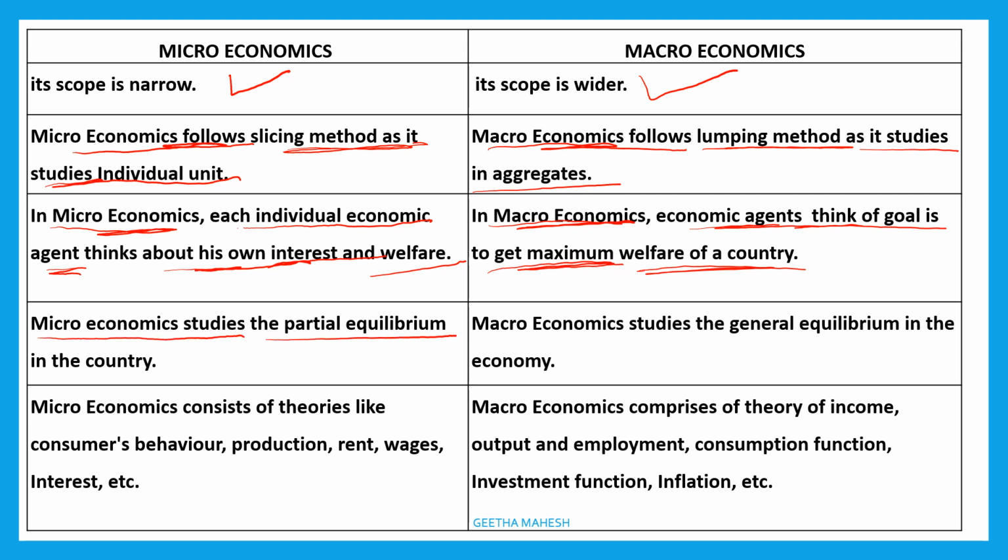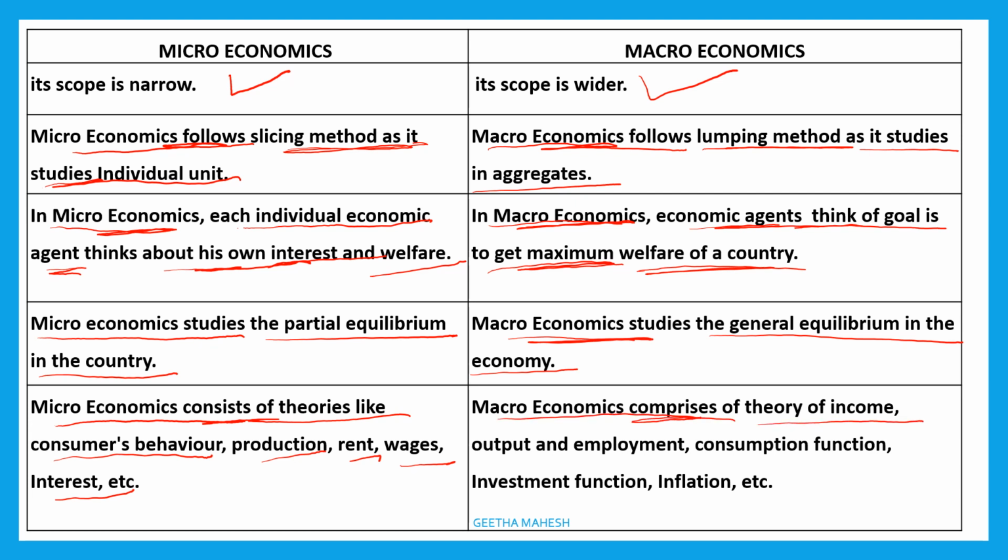Microeconomics studies partial equilibrium in the country. Macroeconomics studies general equilibrium in the economy. Microeconomics consists of theories like consumer behavior, production, rent, wages, interest, etc. Macroeconomics comprises theories of income, output, employment, consumption function, investment function, inflation, etc.